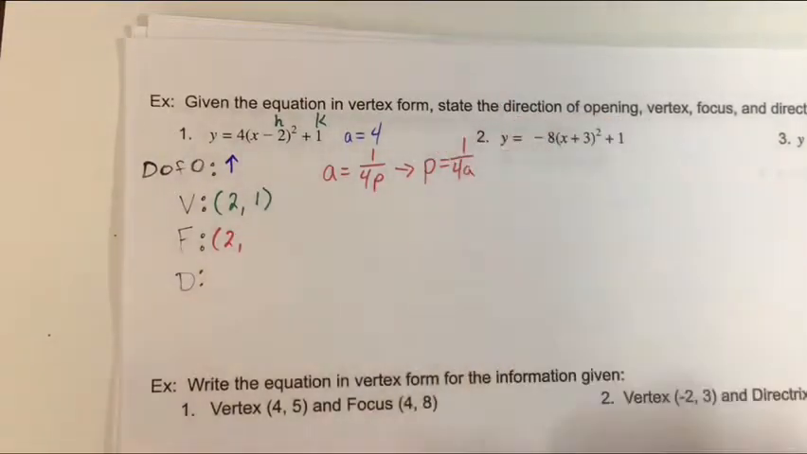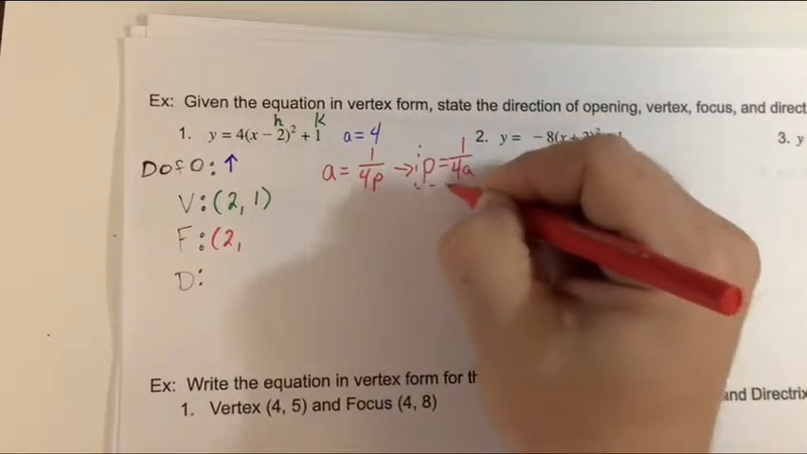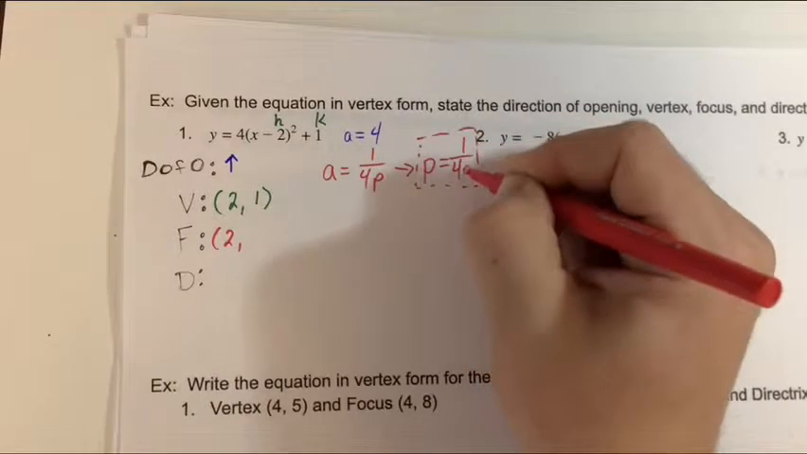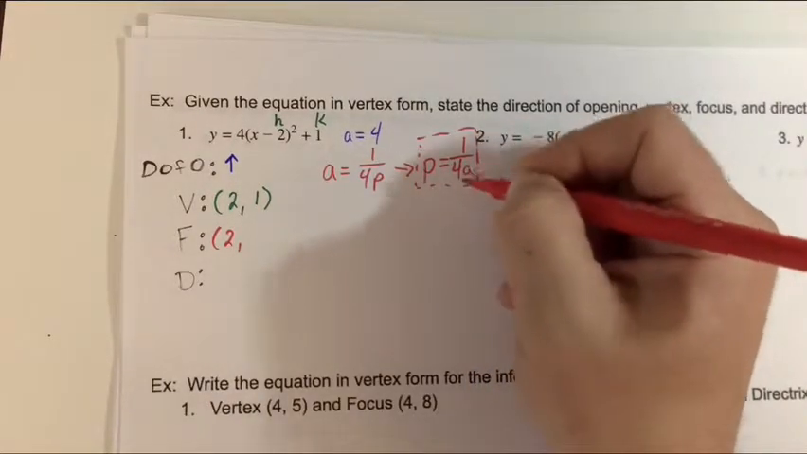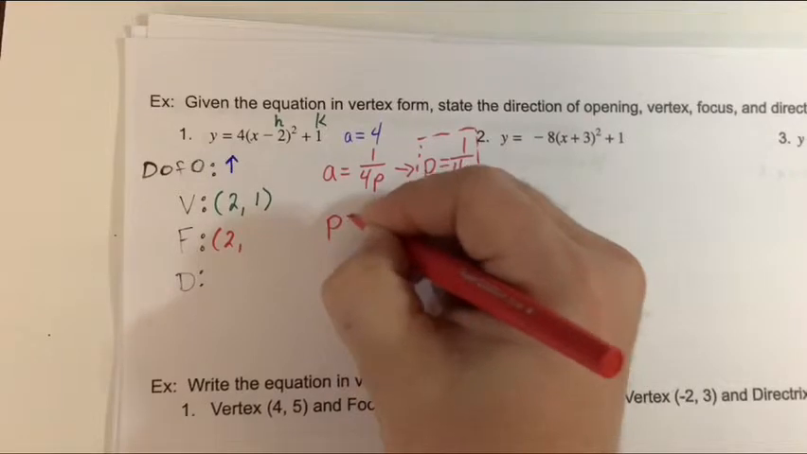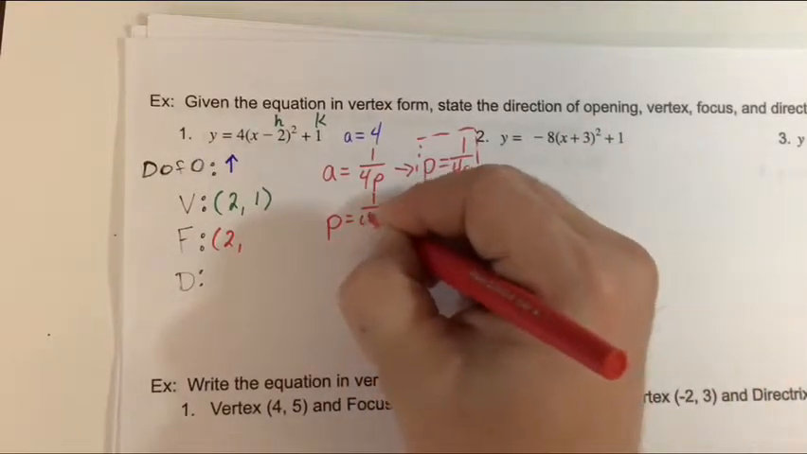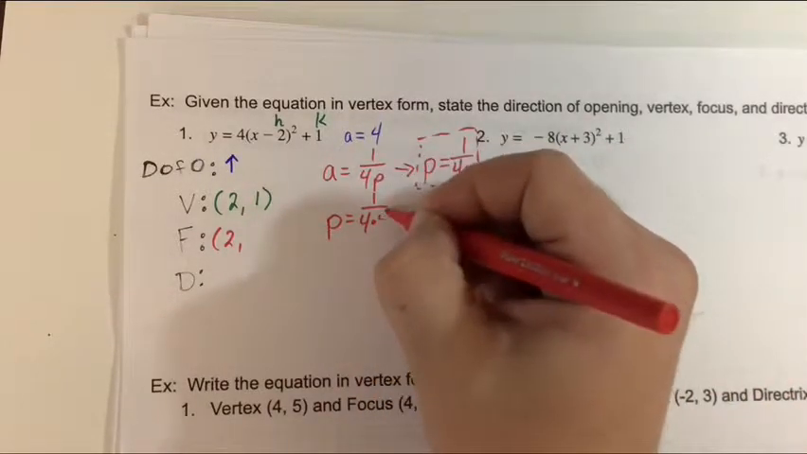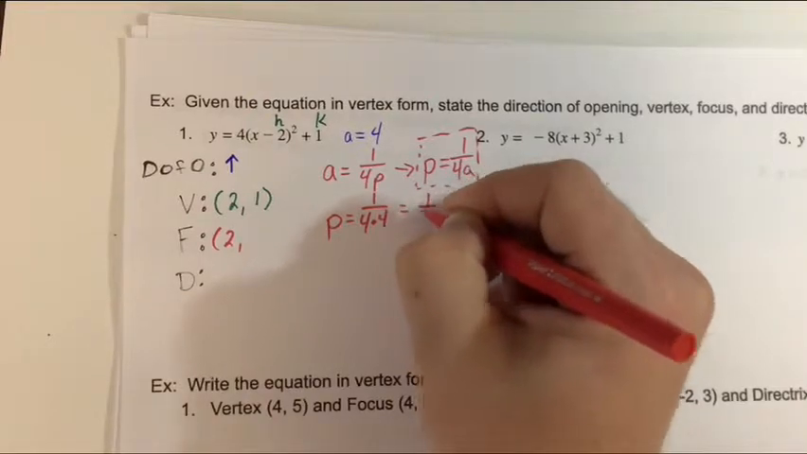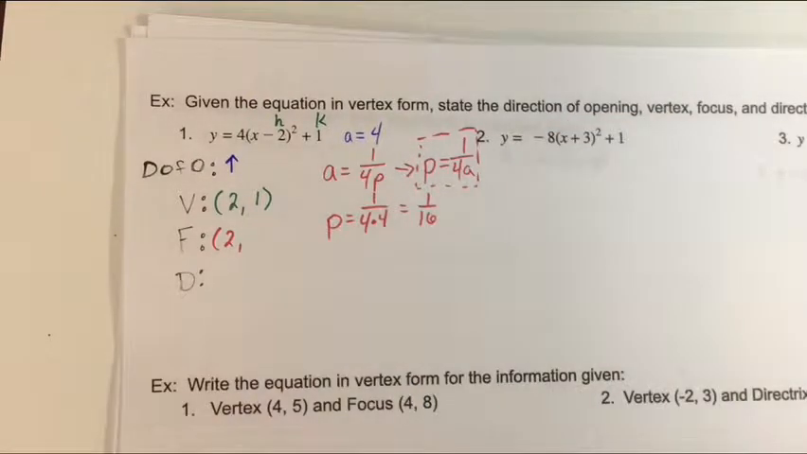So I'm actually going to use that, because I have a already, and it'd be nice just to plug it in and not have to work backwards. So p then is equal to 1 over 4 times the a value of 4. Well, this is 1/16. So we have a fractional value of p, and that's going to be the case for most of our problems here.